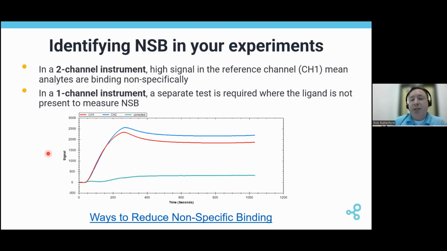If you see non-specific binding, there's a variety of different ways that you can mitigate it. We have a great support article on our blog, and it goes through multiple different ways to reduce non-specific binding. So if you are running a test and you have non-specific binding, you can check out this blog, and it will give you some ideas of components to add to a running buffer. There's a whole bunch of different ideas, and you can try 1 or 2 of them, and hopefully that will help you mitigate the non-specific binding that you're seeing.